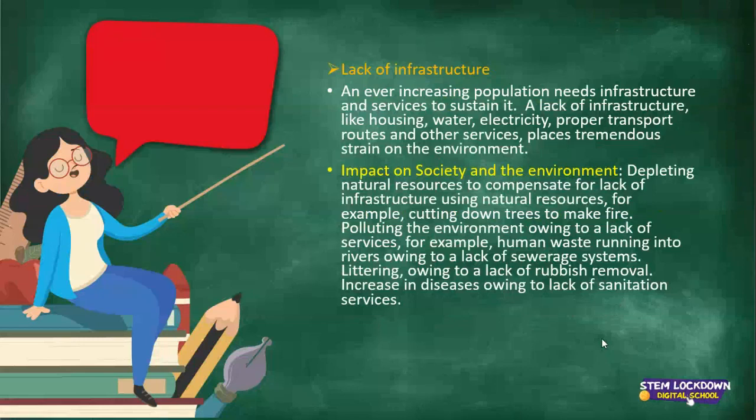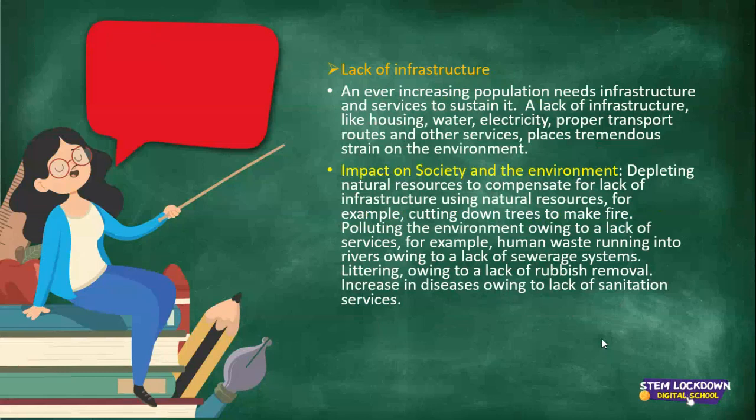And then the impact on society and environment. Depleting natural resources to compensate for lack of infrastructure. Using natural resources, for example, cutting down trees to make fire, polluting the environment owing to a lack of services, for example, human waste running into rivers owing to lack of sewage systems, littering owing to a lack of rubbish removal, increase in disease owing to lack of sanitation. So basically, if there's no infrastructure, then people will turn to the natural environment. They'll help themselves there. They'll wash their laundry in the streams. Some of them will throw their waste into the streams. Some of them will then come back and drink from contaminated rivers. So basically, we do need infrastructure to help.